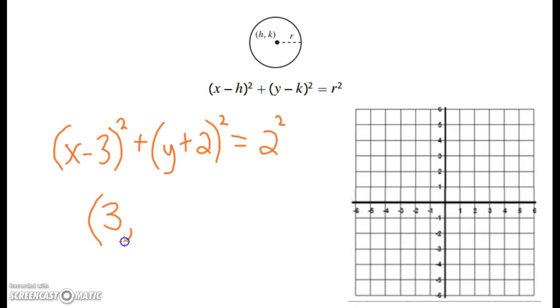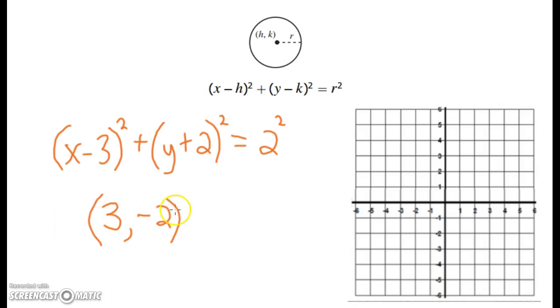For the y part of the center, it looks like a positive 2. So in the actual center of the circle, it's really going to be a negative 2. So this is the h, k. This is the center of the circle.